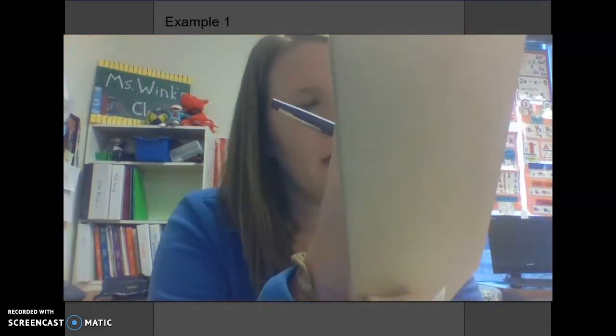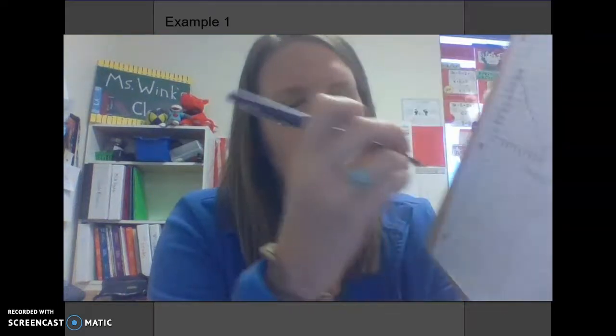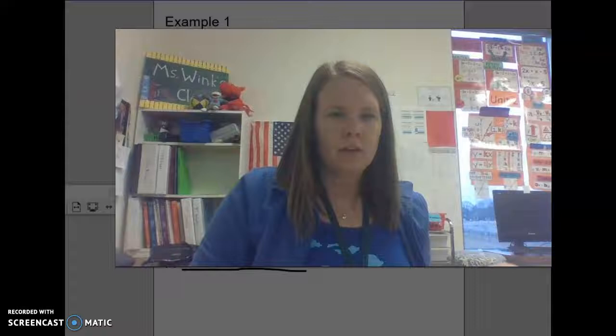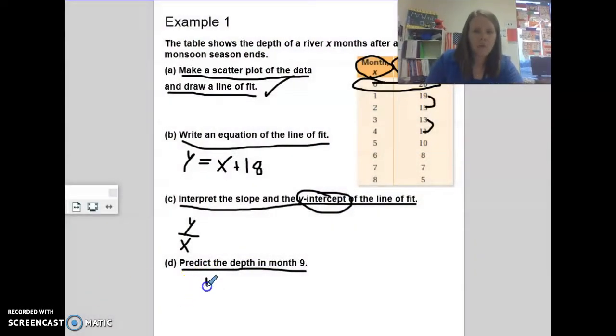Given my graph here, I would say it's going to be about 4. If you get 3, that's fine as well. So I would say about 4 feet. That's my prediction. Because remember, predictions can be a little flexible in your thinking as well.